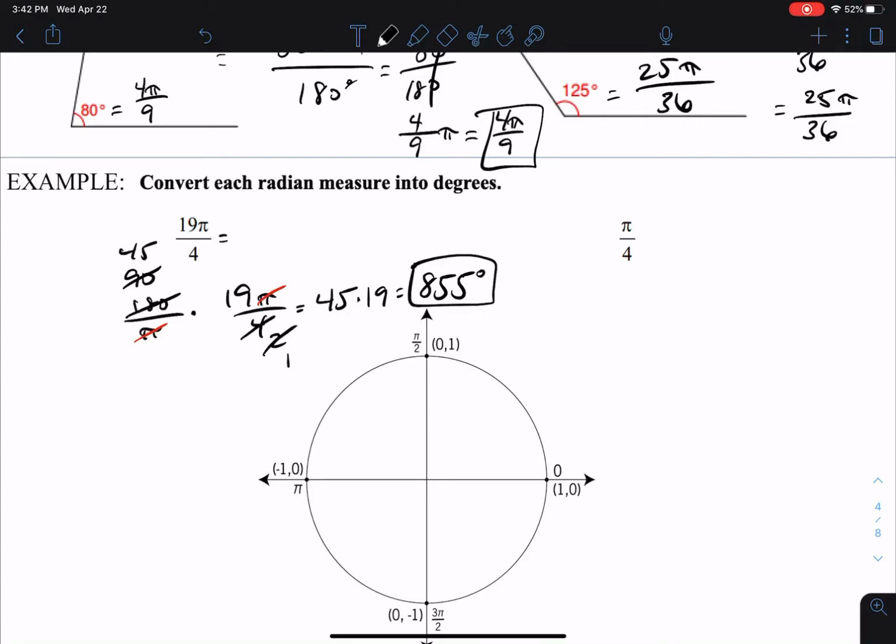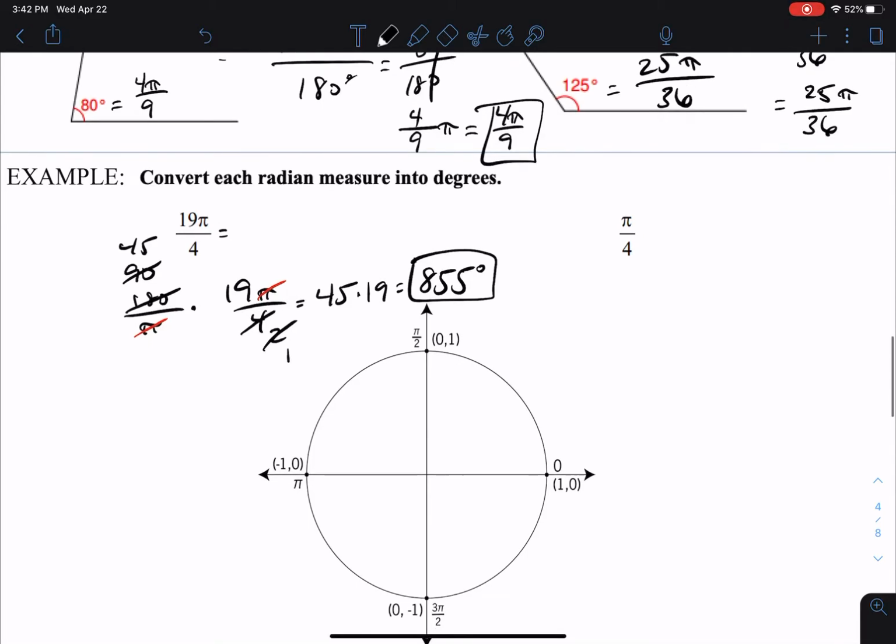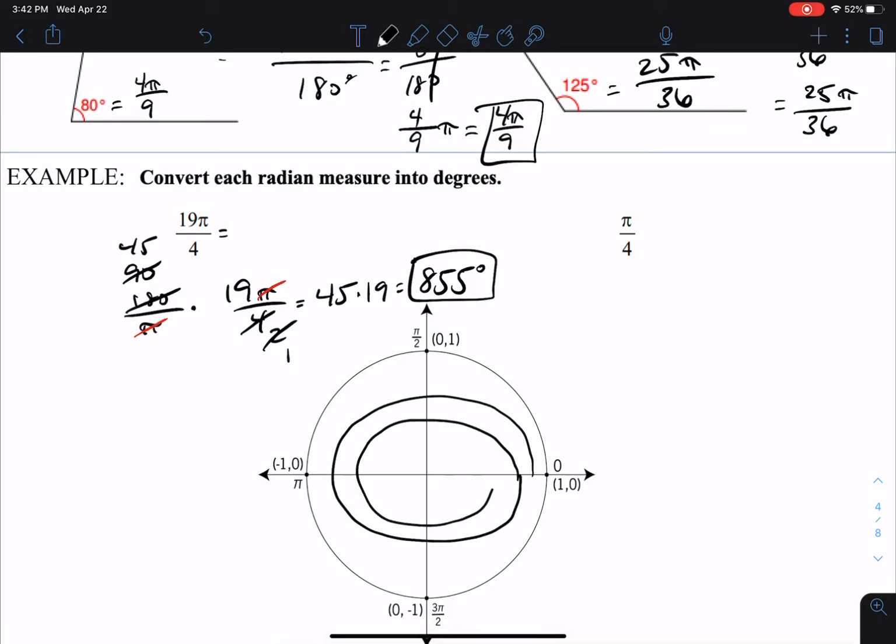855 degrees. You're asking, how can we get 855 degrees if there's only 360? Well, it's because it's several revolutions. If you go all the way around, that's 360. If I go again, that's another 360, which makes 720. Then this 720 leaves an extra 135, so 135 is going to be somewhere over here. That's what it'll look like.